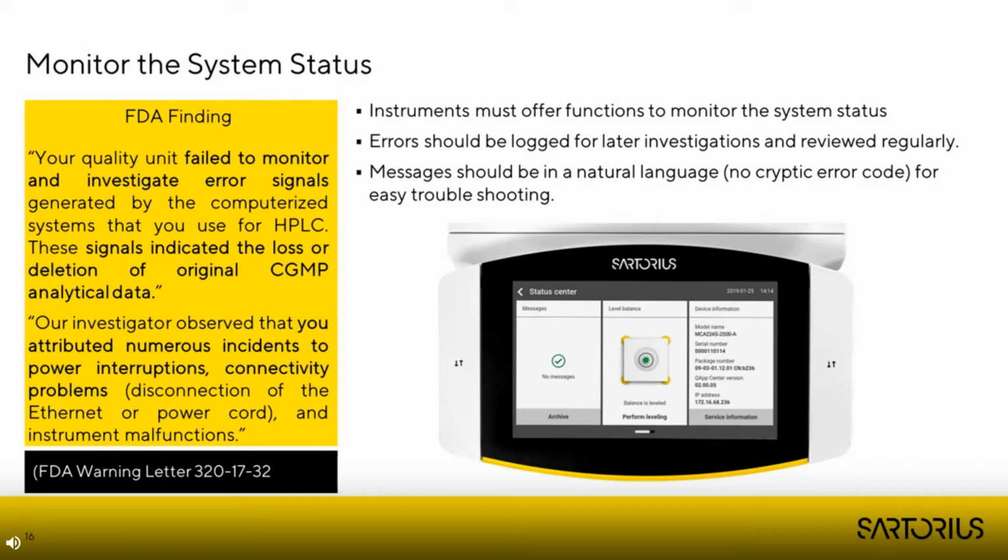With the Cubis 2 balance, for example, we have centralized this in a status center that clearly shows the user the system status of the balance, and in the event of problems, it also provides support on how to resolve the problem. Furthermore, you can block the balance when it's out of specification, for example, not level, so that you only make measurements inside the specification.